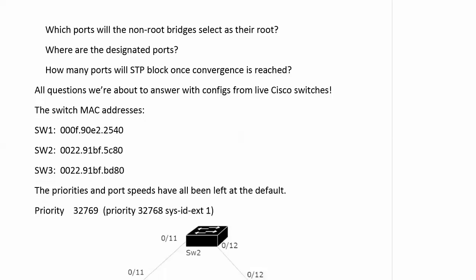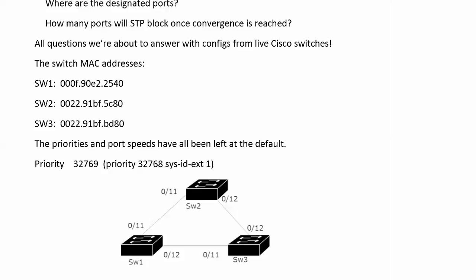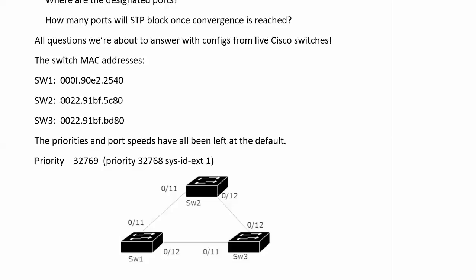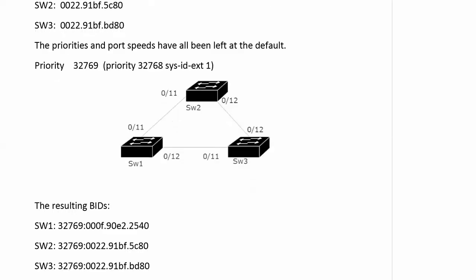We've got our switch MAC addresses. You can see switch 1 is 000F.90E2.2540. Switch 2's MAC is 0022.91BF.5C80. Switch 3 is 0022.91BF.BD80. The priorities and port speeds have all been left at the default, so that makes the priority for each switch 32769. We take the default priority of 32768 and add the VLAN ID. Now the resulting bids all begin with 32769.